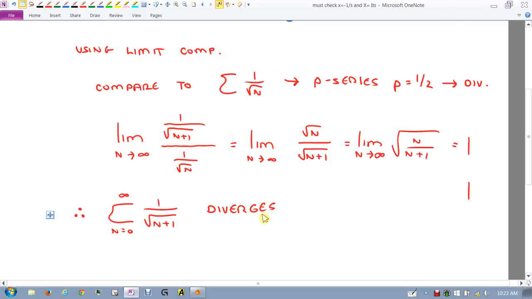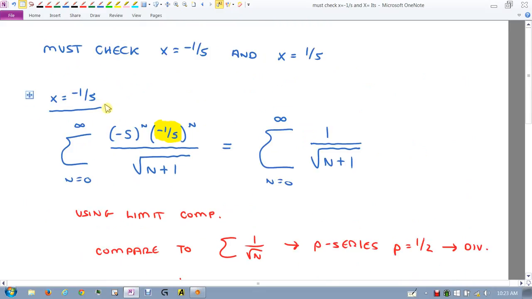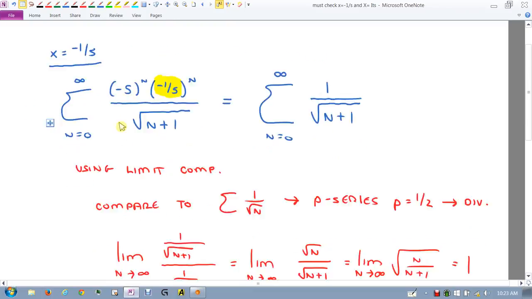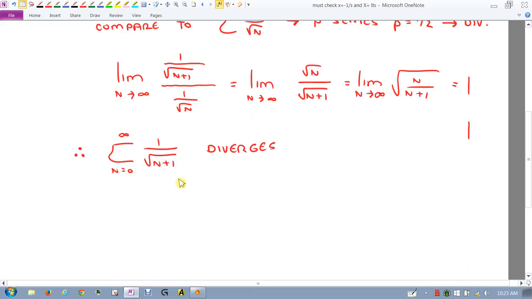So in the big scheme of things, remember what we were trying to figure out was on this interval, what happened at negative 1/5. What we figured out was that at negative 1/5, this series up here turns into this, and that's divergent, which means that negative 1/5 should not be part of our interval of convergence, should it? Should not.